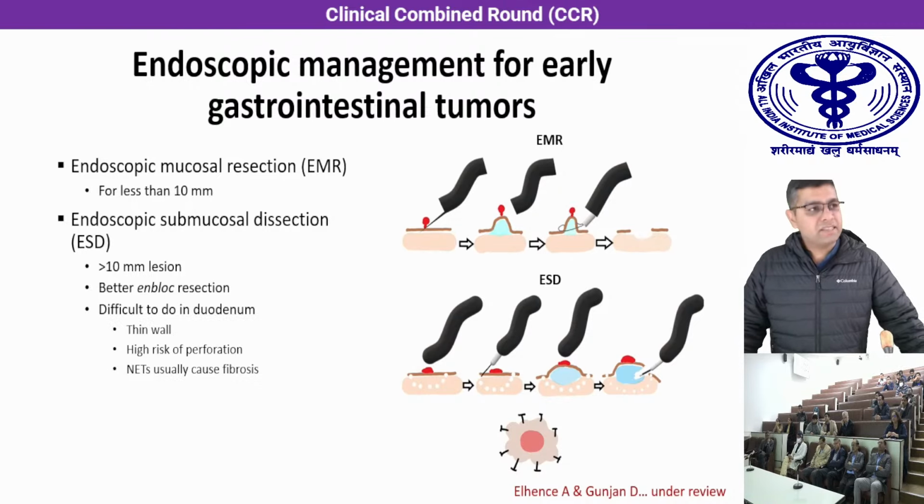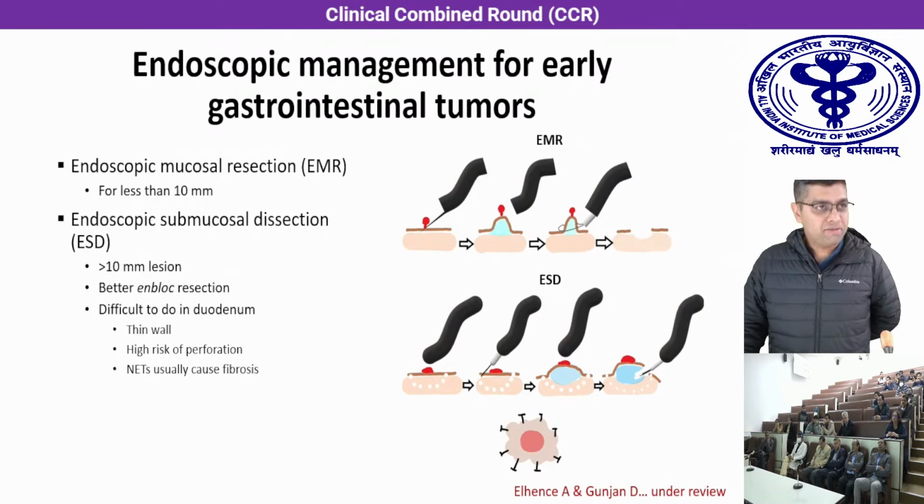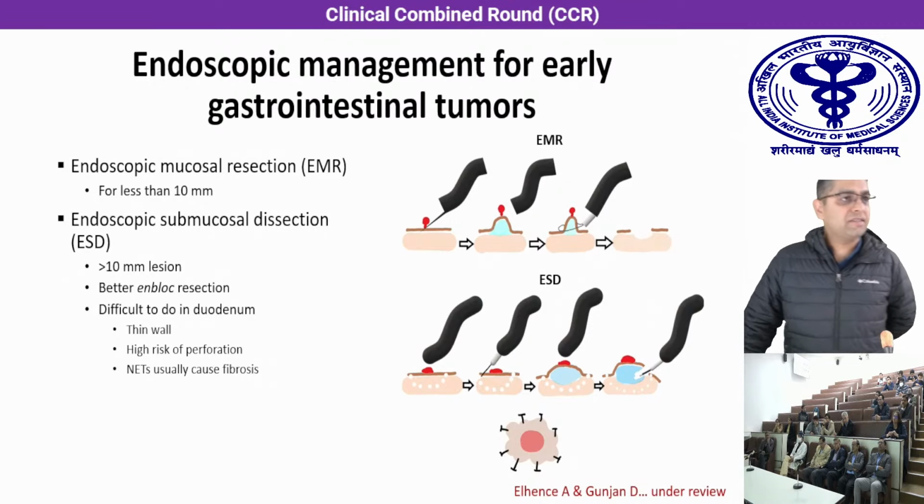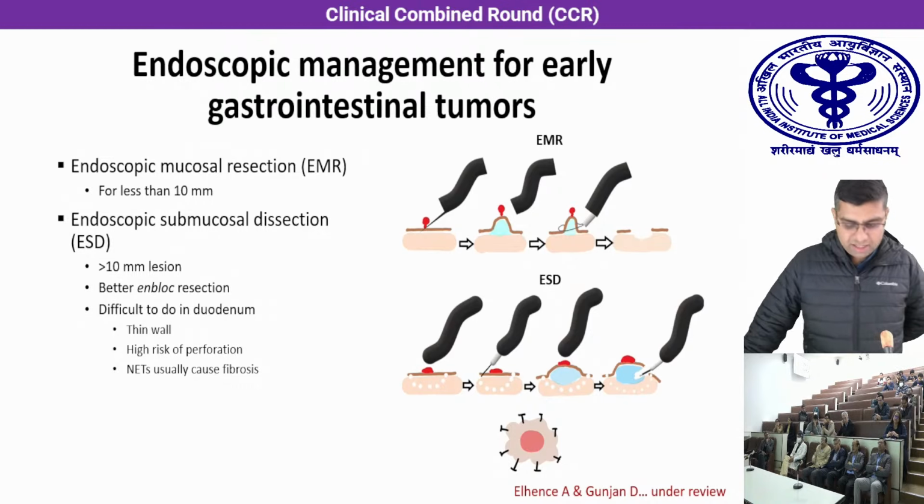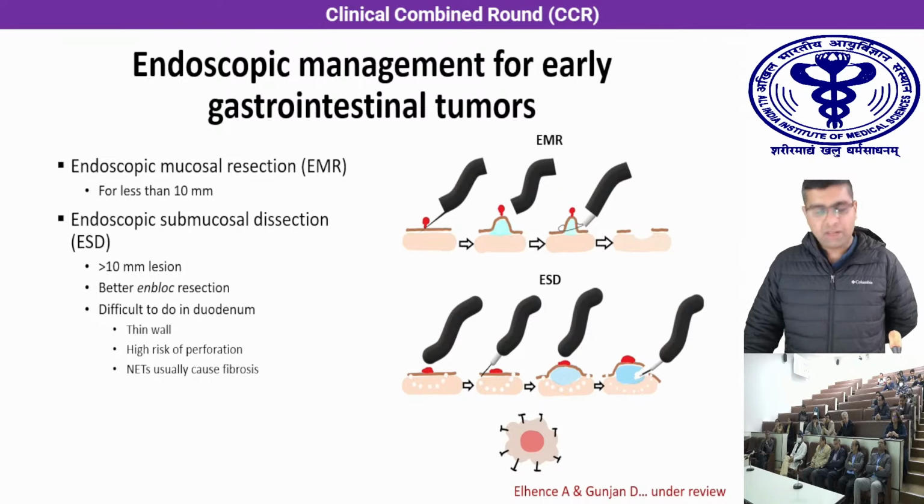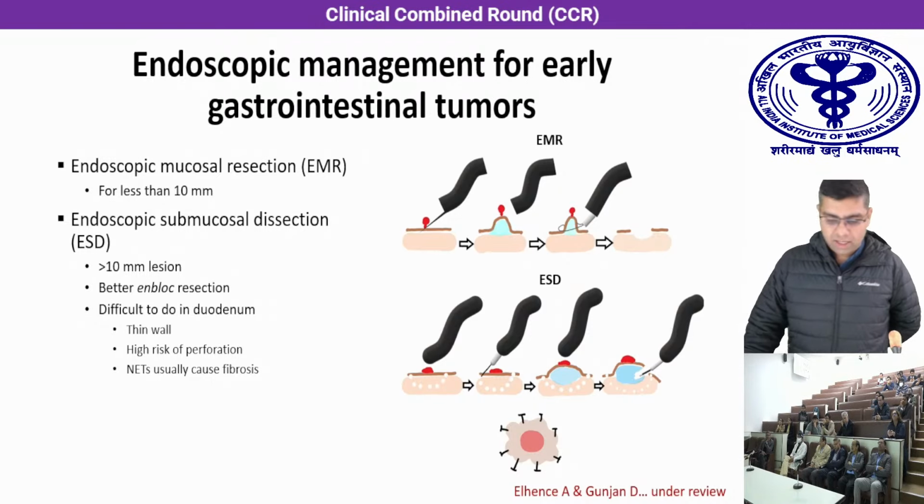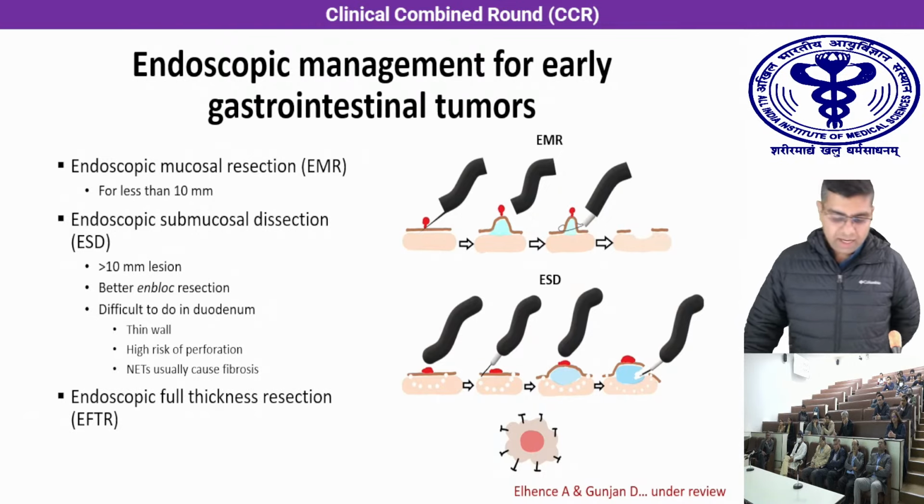But this modality is difficult to practice in a duodenal lesion, considering the thin wall of the duodenum. There is a high risk of perforation when this modality is applied for duodenal lesions, and in general NETs are submucosal lesions and they are associated with a lot of fibrosis, so endoscopic submucosal dissection gets difficult with these lesions. So for this, an upcoming modality of endoscopic full thickness resection is right now applied and is being practiced.